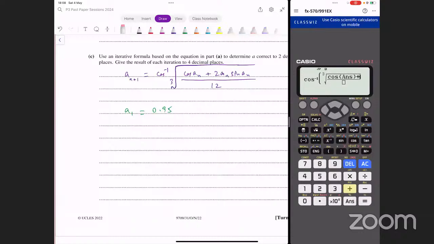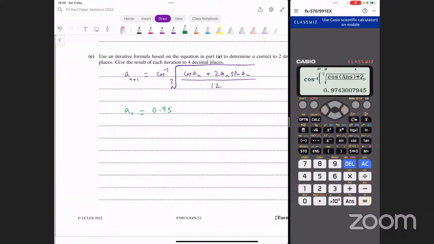And then plus 2 into answer multiplied by sine of that answer. All right, that's what we've got here. In the denominator, we need to have 12. Now, is the bracket closed? No. Let's close that bracket. And that should work.